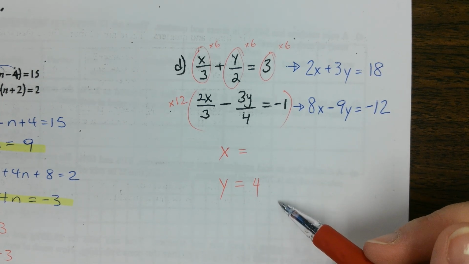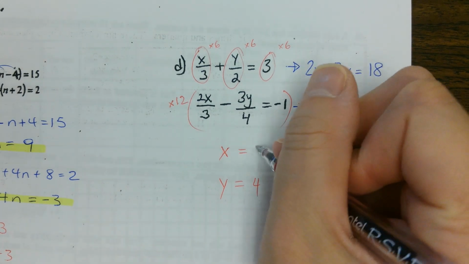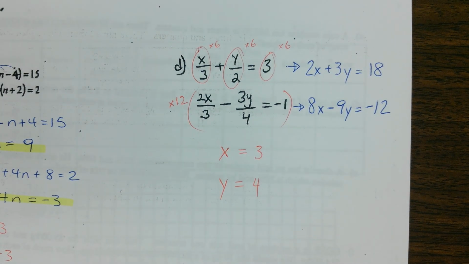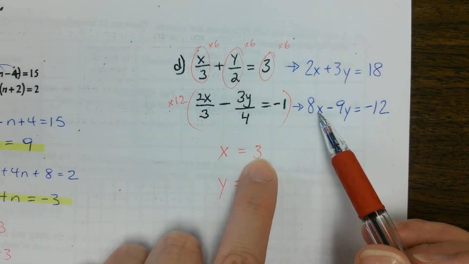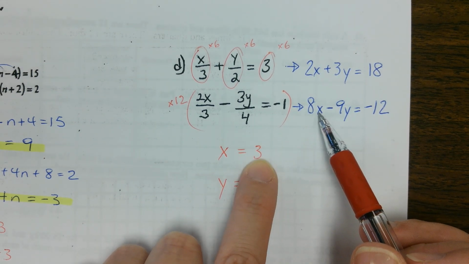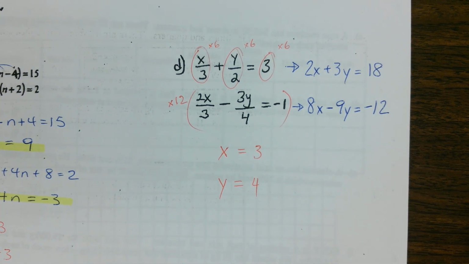Did you get this one? 3 and 4. Ryan, do you agree? Yeah. Okay. I trust you guys. I didn't solve it, so let's see. 3 times 8, 24. 24 minus 36, you do get -12. Yeah, so that sounds good.